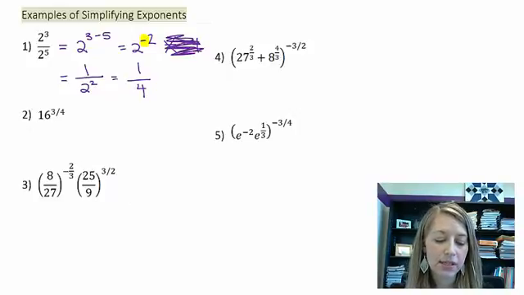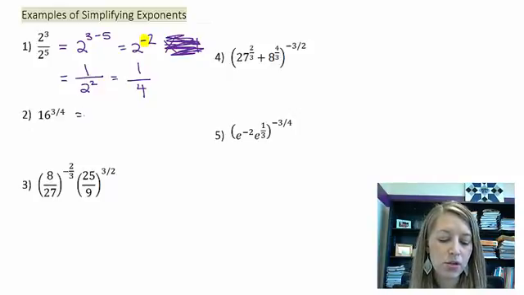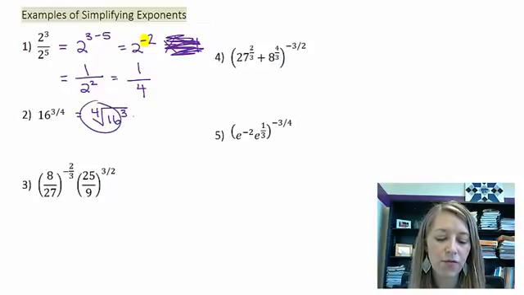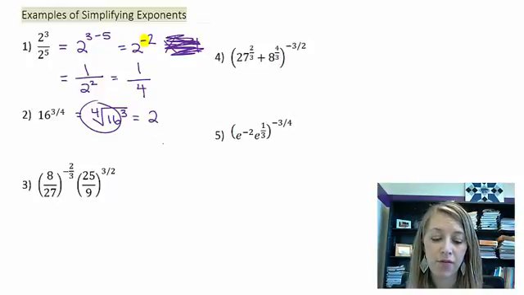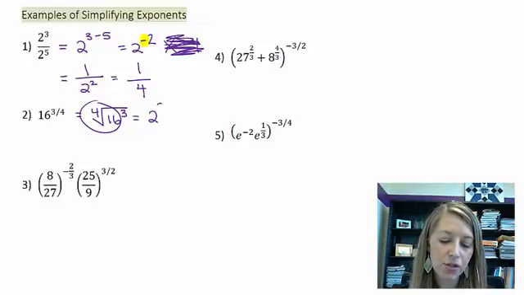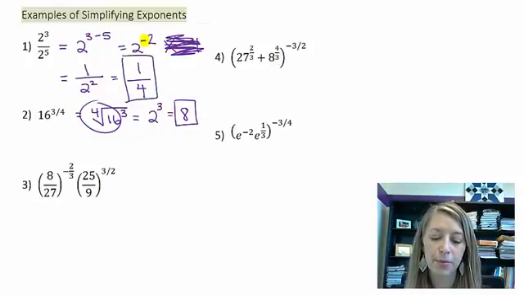Example number 2, 16 to the 3/4 is basically just rewriting it in root form. So this is the 4th root of 16 to the 3rd power. Well, I'm going to take the 4th root first. The 4th root of 16 is 2, because 2 times itself 4 times gives me 16. And then I have 2 to the 3rd power, and 2 to the 3rd power simplifies to be 8. So the answer to example 2 is 8.